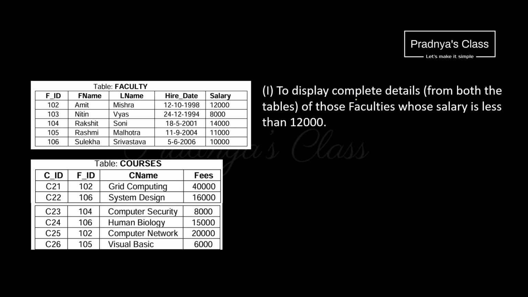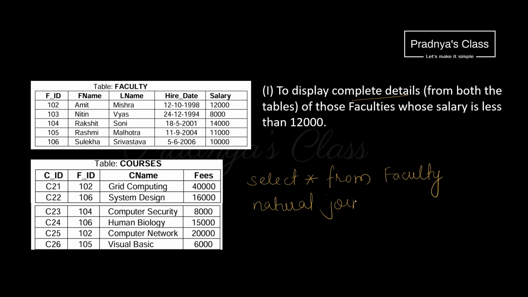We need to display the complete detail. So we will be writing select star. After that from. First we will write the name of the first table, that is nothing but faculty. Now let's apply natural join. We are joining this faculty table with the courses table. So here is the name of the table. Now it's time to apply the condition. For that we will be writing where clause where salary is less than 12,000.